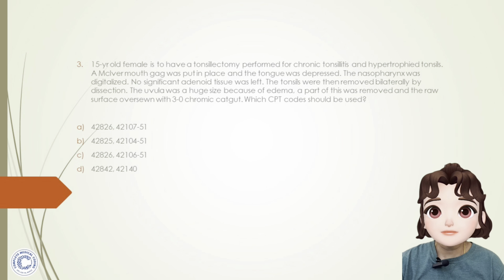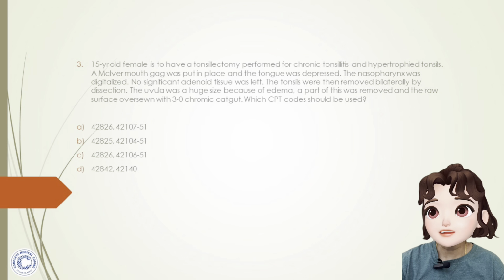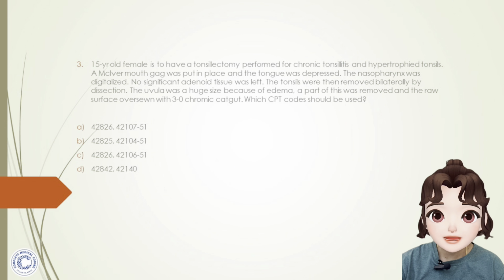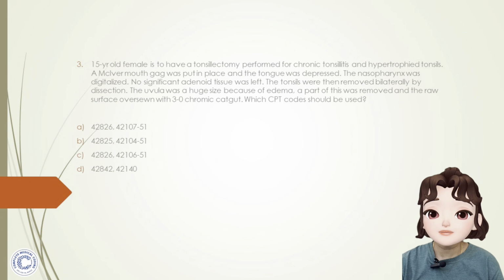Third question. A 15-year-old female is to have a tonsillectomy performed for chronic tonsillitis and hypertrophied tonsils. A McIvor mouth gag was put in place and the tongue was depressed. The nasopharynx was digitalized. No significant adenoid tissue was left. The tonsils were then removed bilaterally by dissection. The uvula was a huge size because of edema. A part of this was removed and the raw surface oversewn with 3-0 chromic catgut. Which CPT codes should be used?